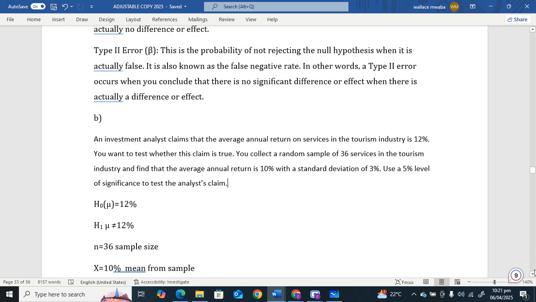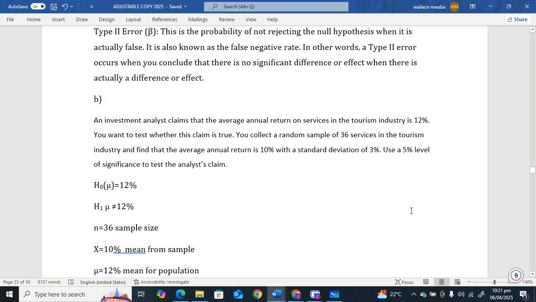So here, as I said, we want to test the claim that if you invest in the tourism sector, your return is 12%. We want to see, does this claim hold true? As I said, this is hypothesis testing. So this is how we answer it. I'll put it in a step-by-step process.